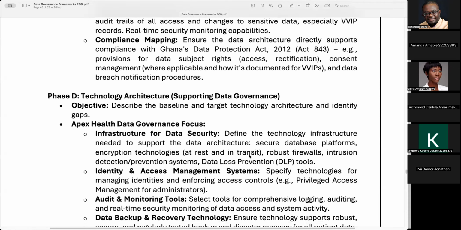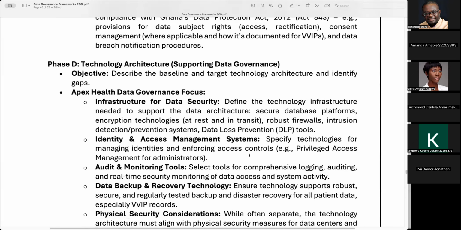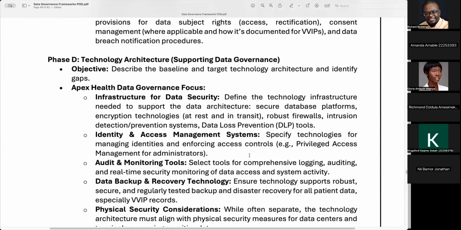Okay, Phase D, technology architecture, then selects the specific technologies needed to realize that data architecture. Exactly. This phase focuses on the how from a technology perspective. It involves selecting the specific infrastructure for data security, choosing secure server platforms, implementing strong encryption technologies for data at rest, for example, AES-256 for databases, storage volumes, backups, and data in transit, for example, mandating TLS 1.3 for all internal network traffic carrying patient data, deploying next-generation firewalls, intrusion detection and prevention systems, IDS/IPS, and robust data loss prevention, DLP, solutions at network egress points and potentially on endpoints.